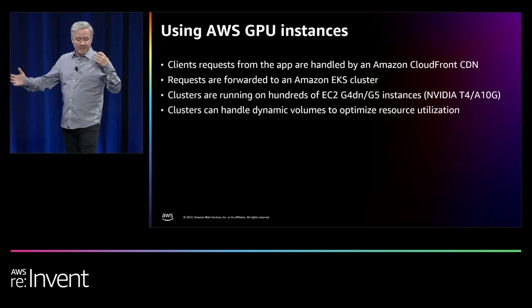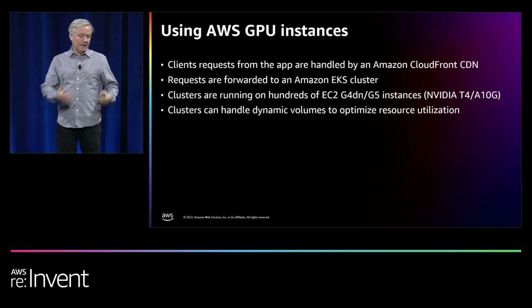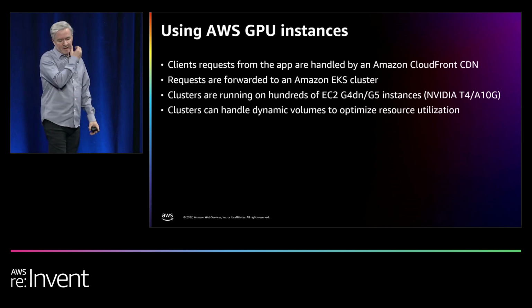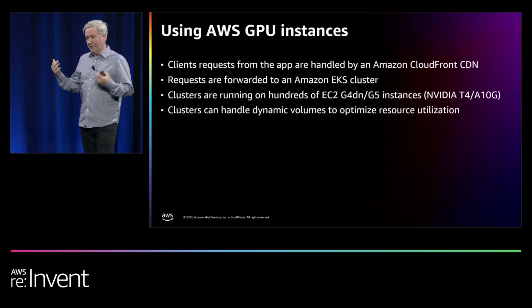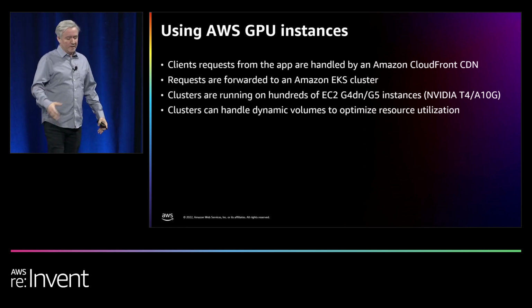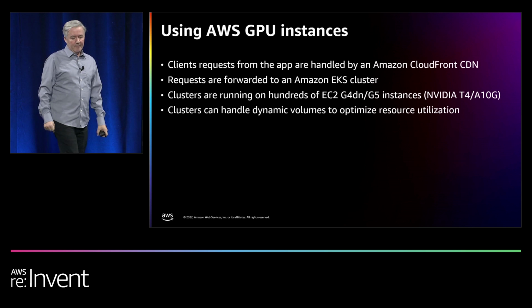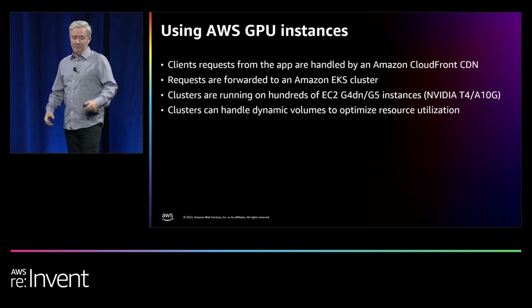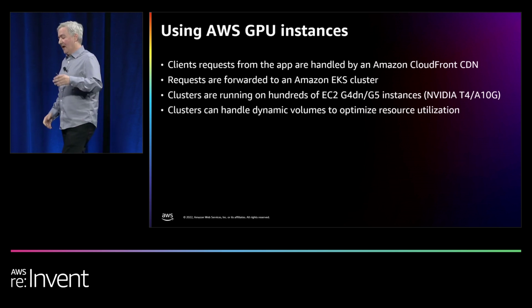So how exactly is all of this architected? Once the user on the client sends a request, it goes to the Amazon CloudFront CDN, which load balances all the requests. We have a lot of them, so we need to spread them correctly among different GPU instances because we need to use a lot of them. We have a Kubernetes cluster running on EKS that handles those requests.